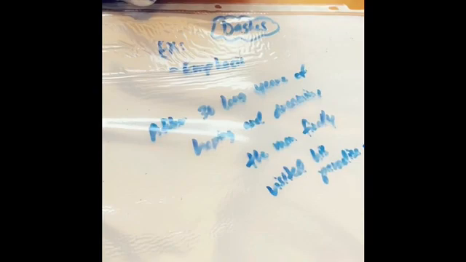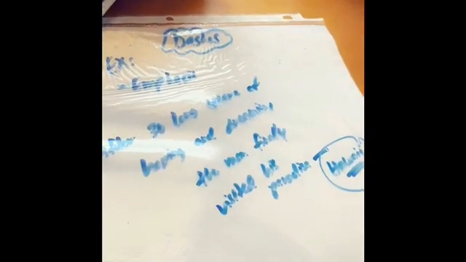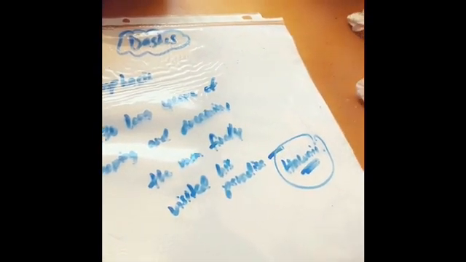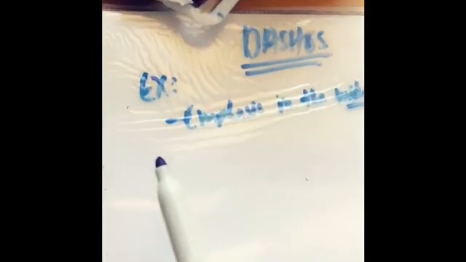It would read something like this again. After 30 long years of hoping and dreaming, the man finally visited his paradise. Hawaii. So dashes can also be used to emphasize information in the middle of a sentence as well. In this case, you would use two dashes, one at the front and one at the back. Take a look. Dashes. Example, emphasis in the middle.